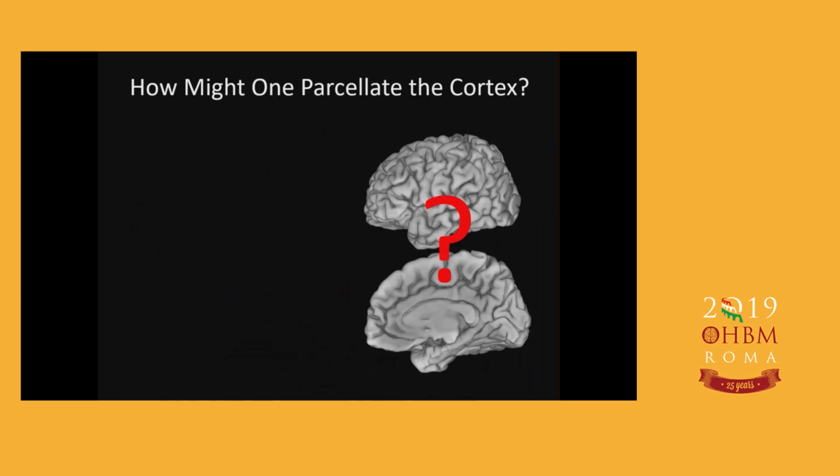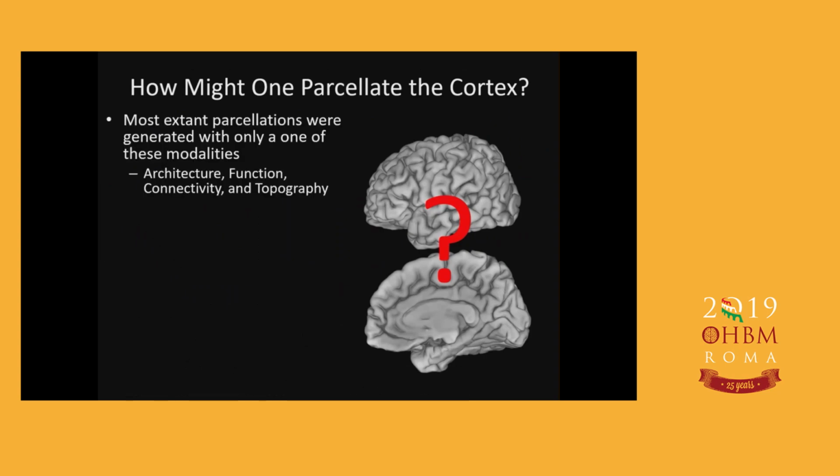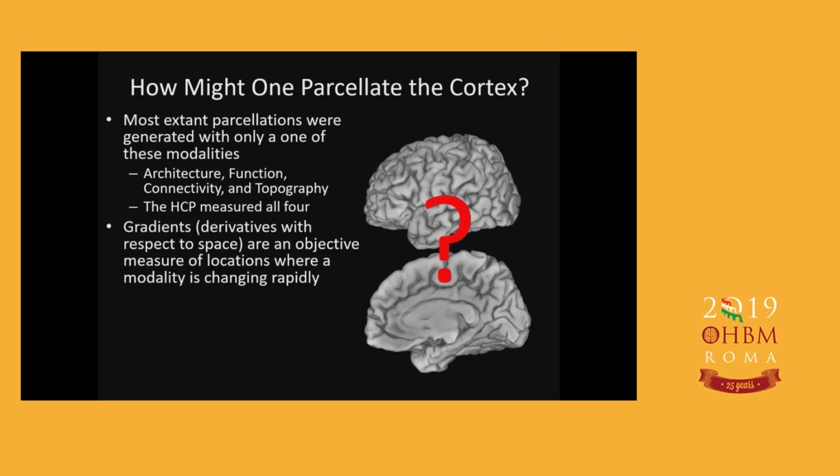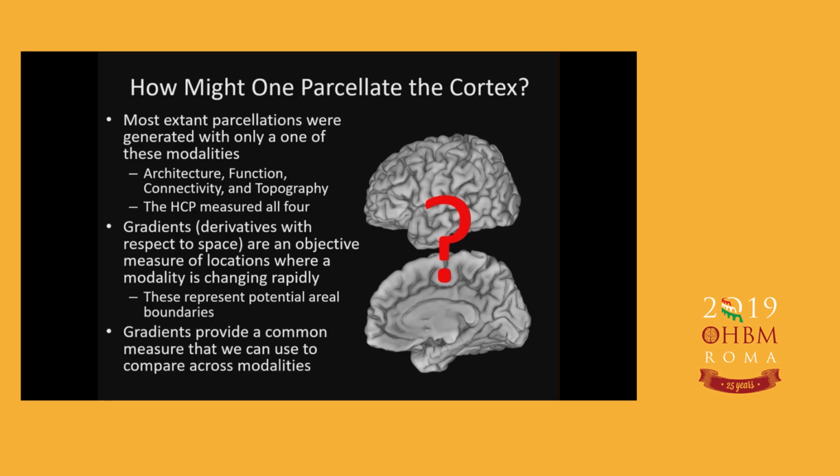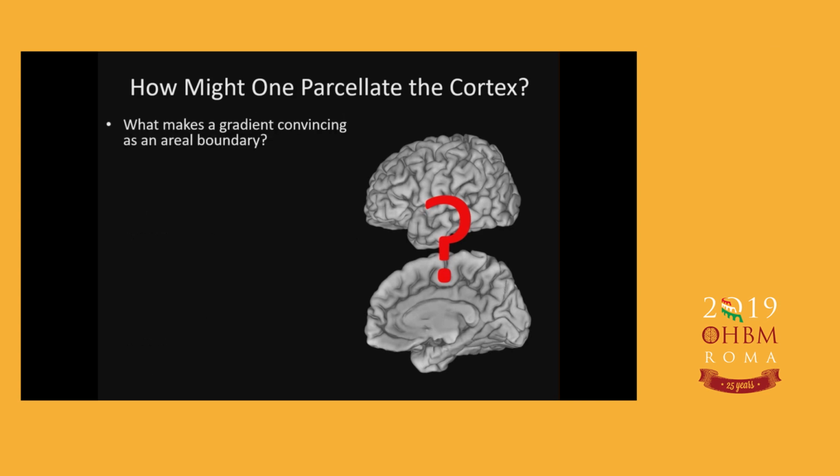So how do I turn this data into a cortical parcellation? Most parcellations were made with only one of the modalities: architecture, function, connectivity, and topography, and the HCP measured all 4 of them. So we can use gradients as an objective measure of the locations of where these modalities are changing rapidly. These represent potential areal boundaries. And gradients also can be used to provide a common measure that we can compare across modalities.